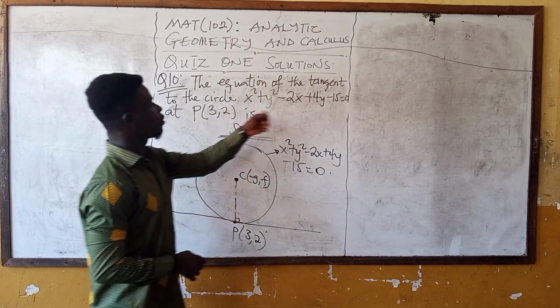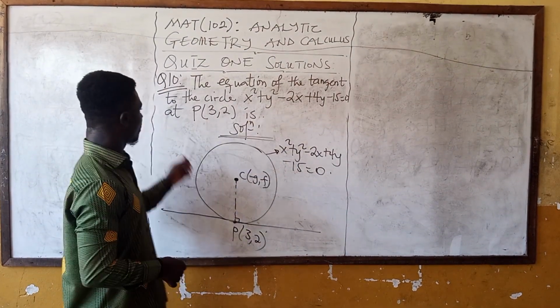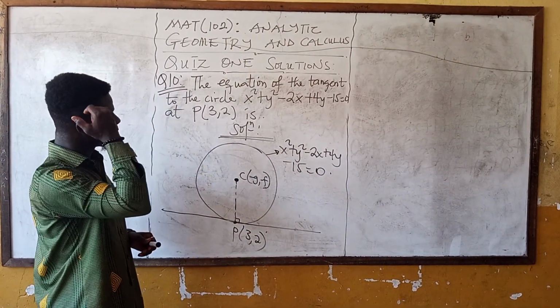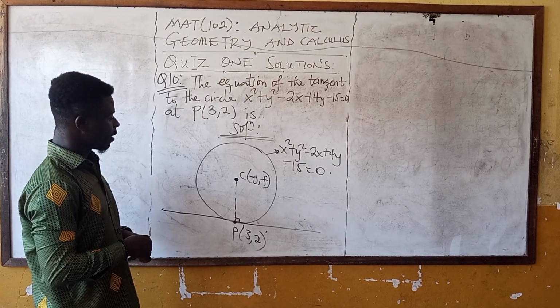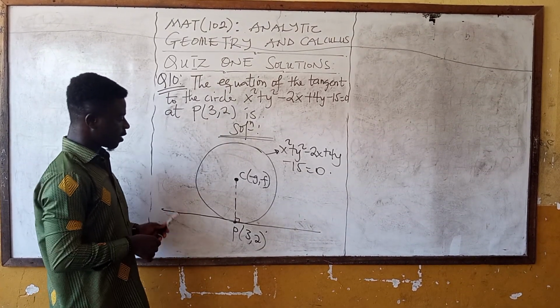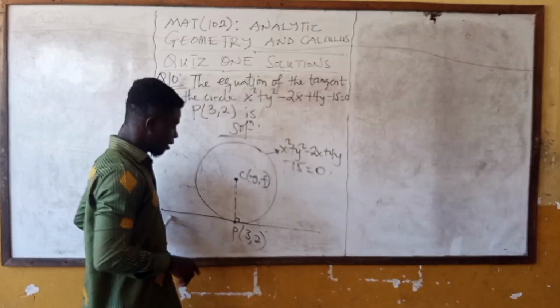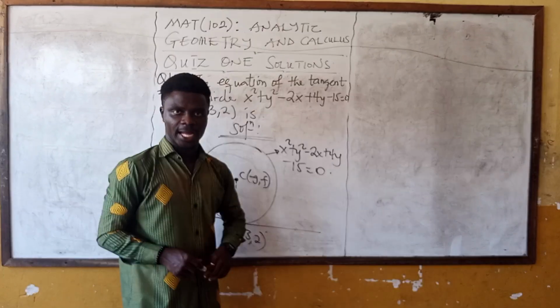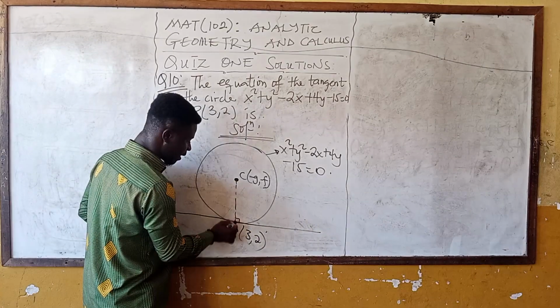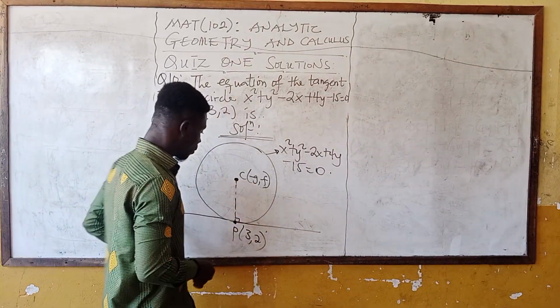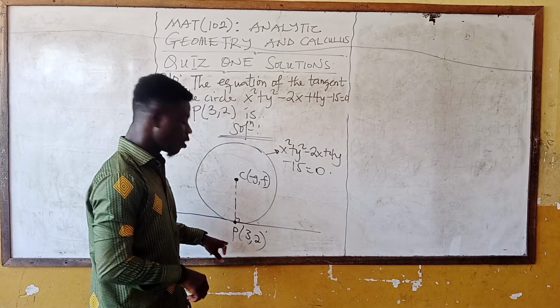Now, the equation of the tangent to the circle at point P, 3, 2. So now we want the equation of the tangent. We want the equation of this tangent. Now, this tangent is a line. Now this point P is on the line, right? This point P is on the line. So we want what?